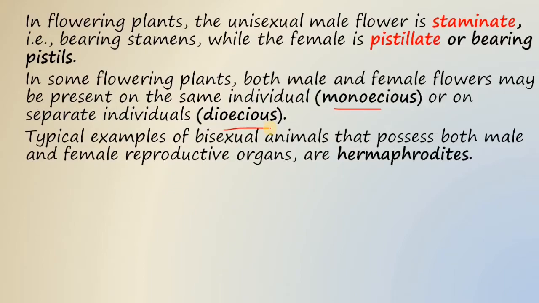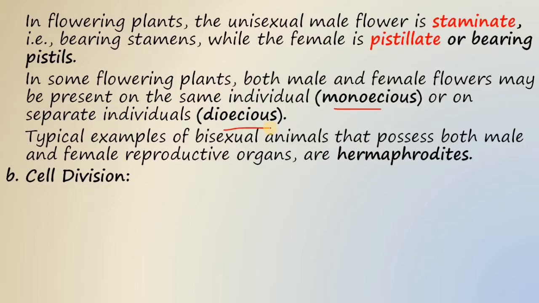Typical examples of bisexual animals that possess both male and female reproductive organs are hermaphrodites. In plants we call it monoecious and dioecious, and in animals such cases are also possible, for example in cockroaches. A cockroach can possess both male and female reproductive organs in just one individual. Next part is cell division. First we saw sexuality and we learned that in humans it can be either heterogametes or homogametes, and in plants, stamen and pistil. We learned monoecious and dioecious plants, and we learned hermaphrodites.